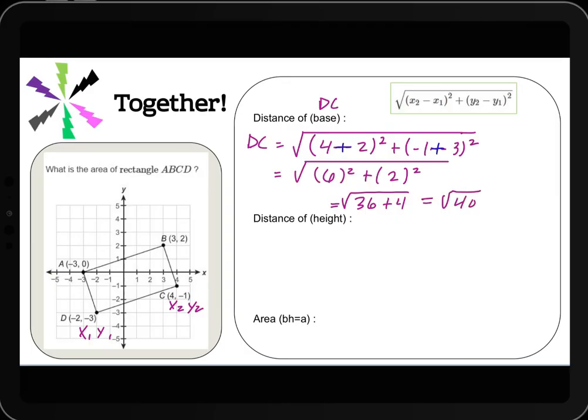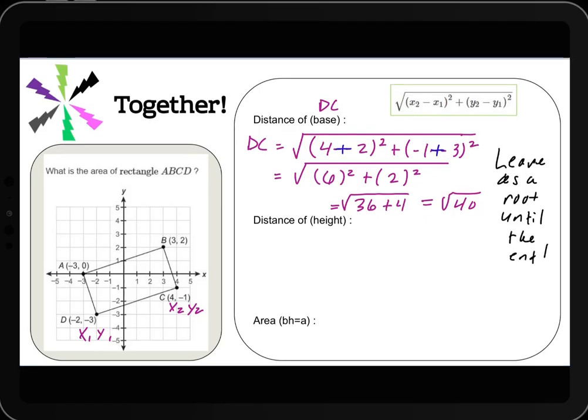And remember, the important distinction is that we want to go ahead and leave it as a root until the end. We want to leave it as a root until the end just because we want to make sure that we don't make any approximation errors or mistakes. We want it as accurate as possible.